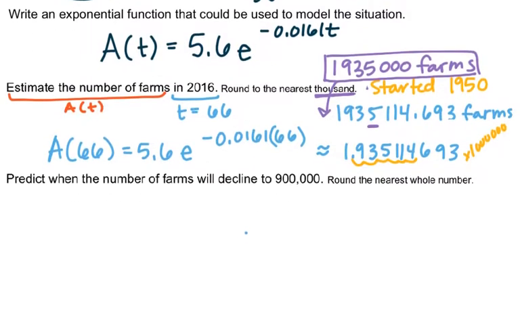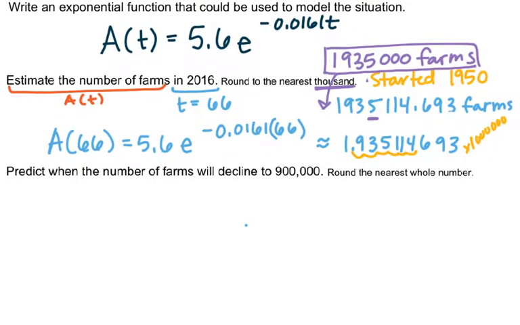Lastly, the last part of this problem, we need to predict when the number of farms will decline to 900,000. So again, remember, we are measuring farms in millions. So if we're talking about farms, I need to convert this number to millions. 900,000 as millions, I would divide by 1 million, and that would be when our end amount, A of t, is 0.9 million. 9/10 of a million is 900,000.